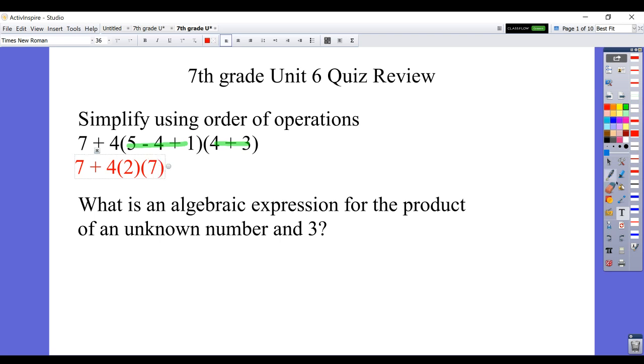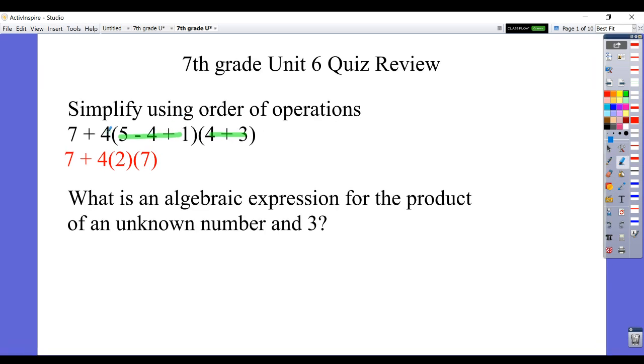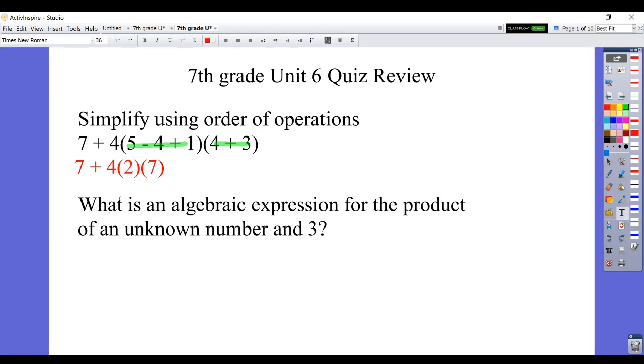Right? Now you'll notice that there is no operation sign between the 4 and the parentheses or the parentheses and the parentheses. So that means these are all being multiplied once we've done what's inside. So we're going to do that next, because multiplication comes before addition. So 4 times 2 is 8, and 8 times 7 is 56. Then our final answer would be 7 plus 56, which is 63.